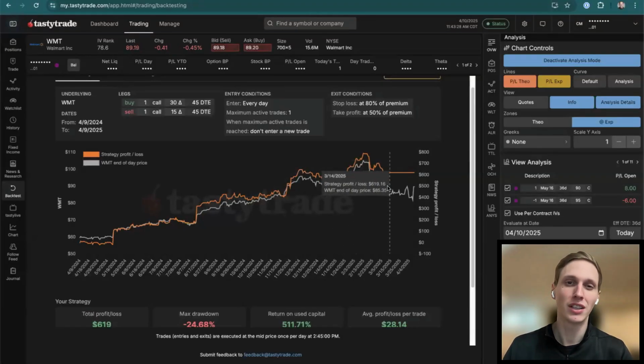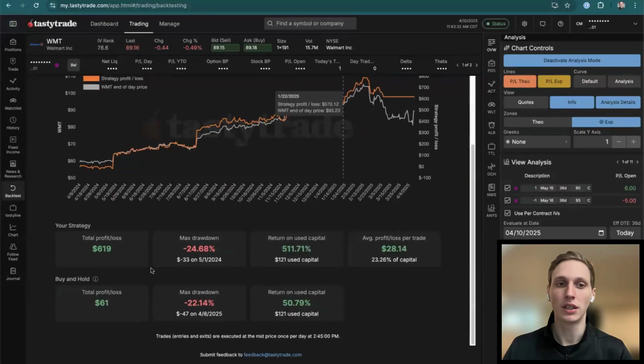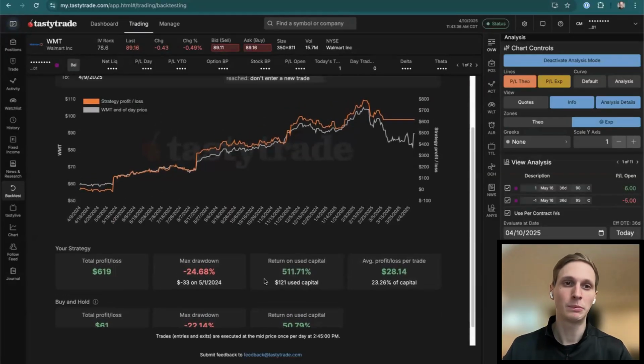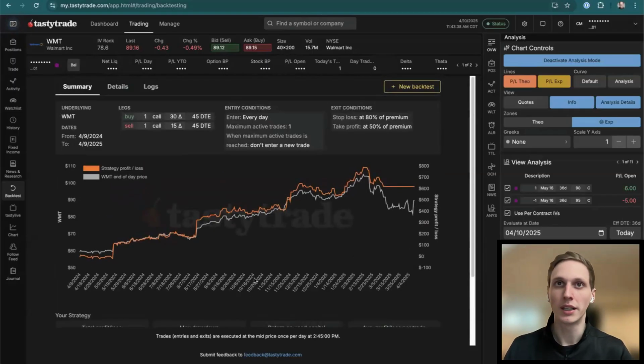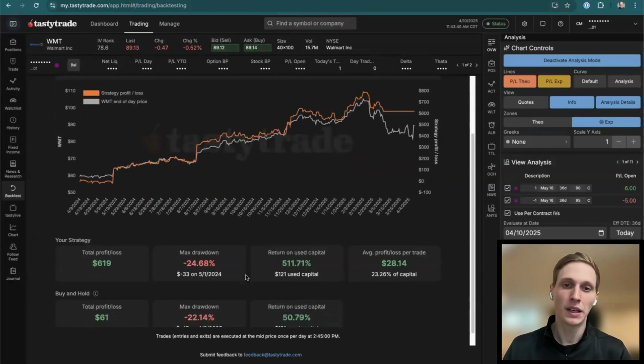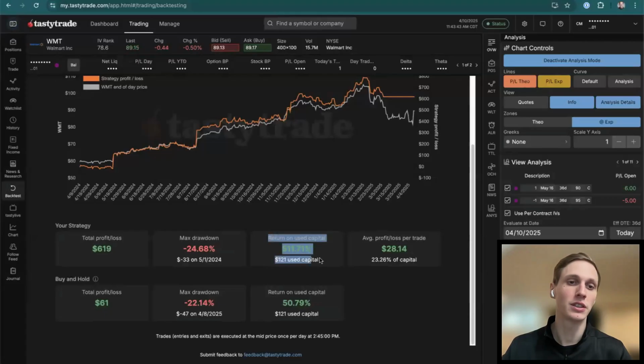So both of these are bullish strategies. They match each other pretty darn closely. But that's how you can compare. You can compare the buy and hold based on your capital efficiency. So in this case, if you were to buy call spreads over the last year, it's definitely more capital efficient than just buying the stock itself. And you're actually able to grab a little bit more profit.